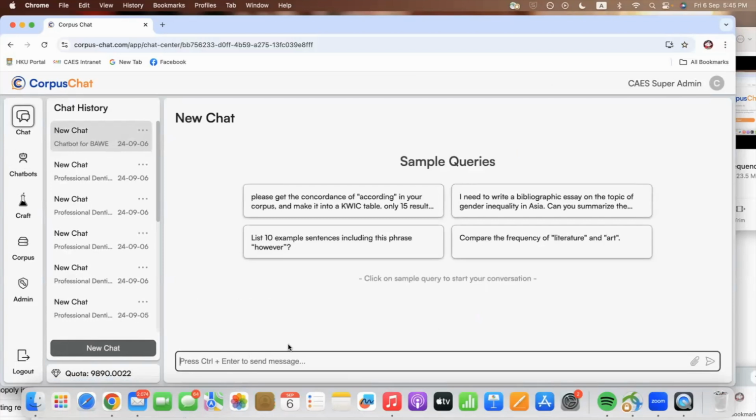Imagine that you are writing an academic essay and you know there are so many citation verbs, but most of the time you're not quite sure which to use. You're struggling with two commonly used verbs, demonstrate and show. So you can ask AI this question. Can you compare the frequency and usage of these two words, show and demonstrate, in the corpus? Present them in a table.